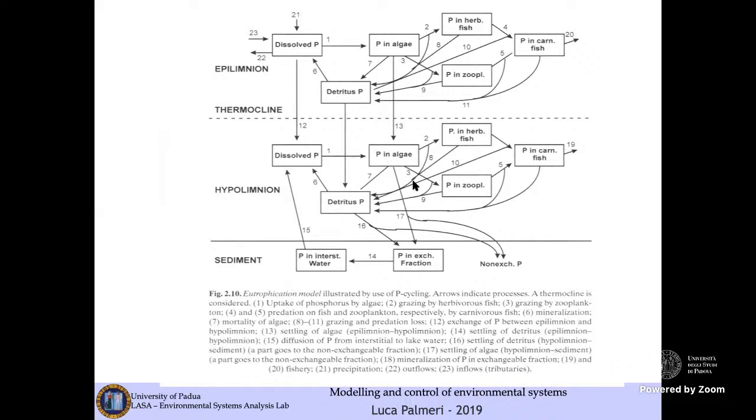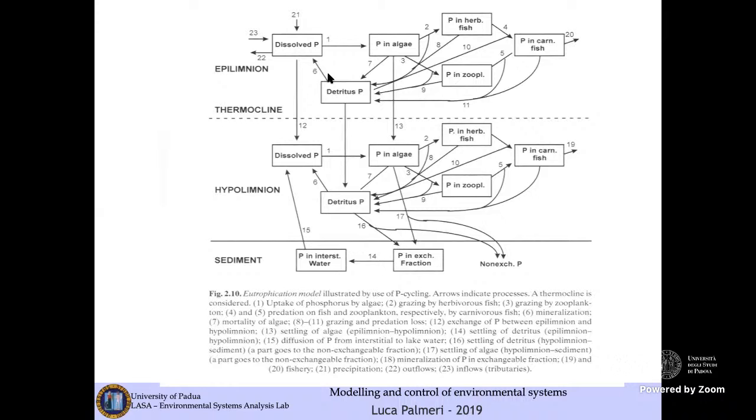So the modeler here has introduced some state variables. For example, dissolved phosphorus is a state variable. Phosphorus in algae is a state variable. Detritus phosphorus, phosphorus in zooplankton. The same applies to the hypolimnion. So there is a spatial subdivision between the epilimnion and the hypolimnion, and a spatial subdivision between the hypolimnion and the sediments.